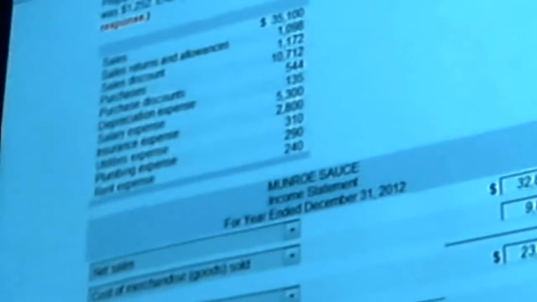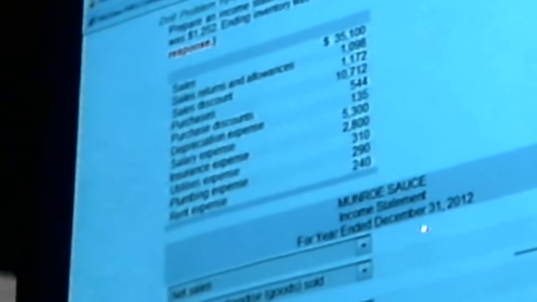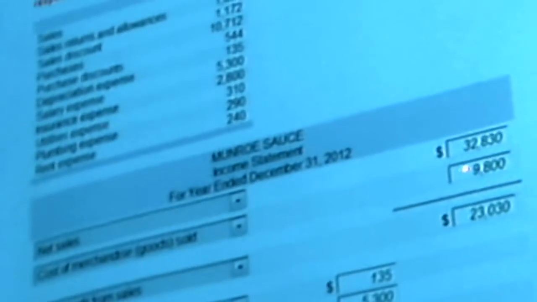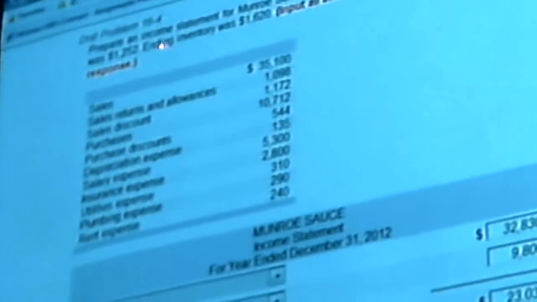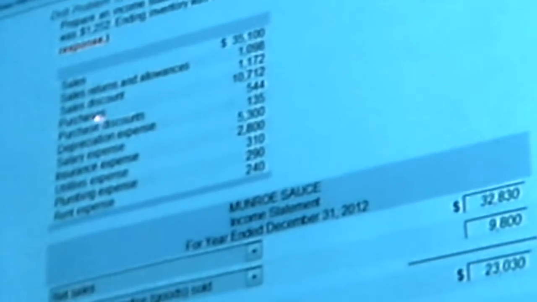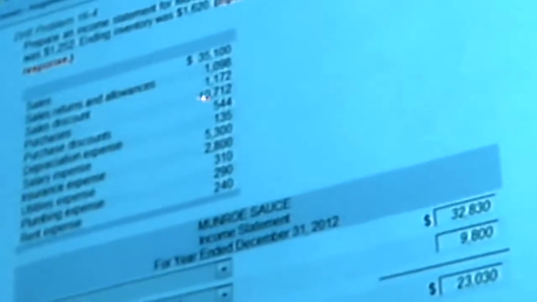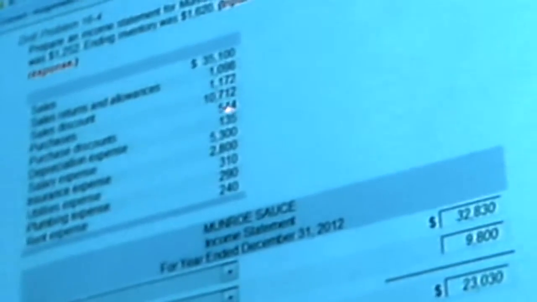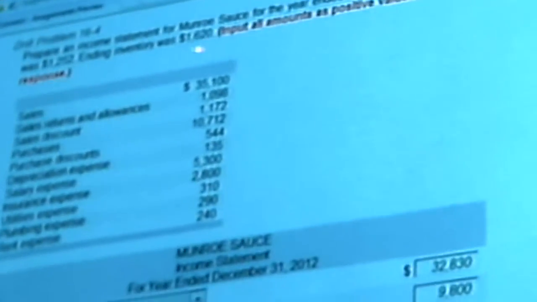Go over that again, real quick, please. Okay, sure. Cost of goods sold, 9,800. How do we get that number? We took beginning inventory, 1252. We added to that number the purchases that we made, and this is inventory purchases. Then we subtract purchase discounts, and then we subtract ending inventory. And you should get that number.